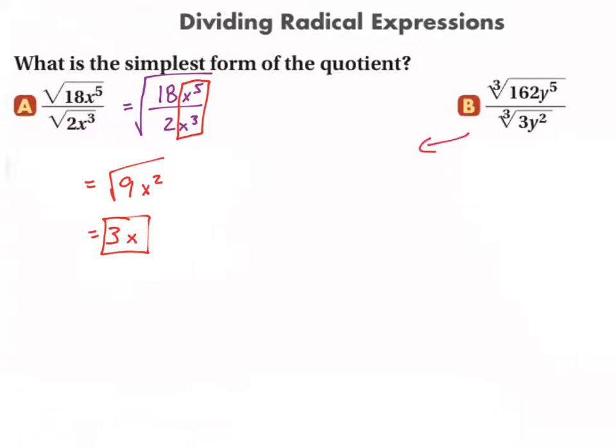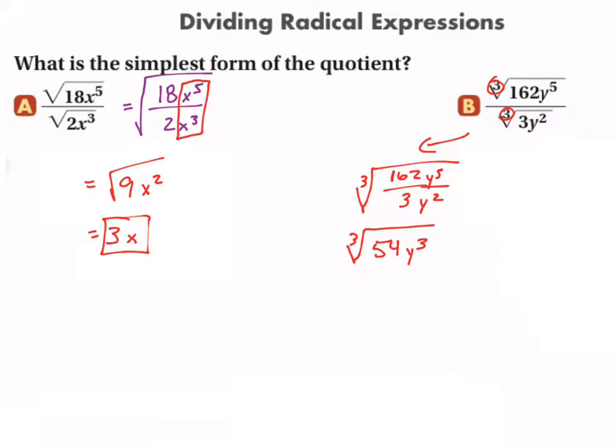For b, we can do the same thing. They both have an index of 3, so we'll bring them together. We've got 162 over 3, and then we've got y to the 5th on top and y squared on the bottom. So 162 divided by 3 is 54. And then we subtract the exponents, so this becomes y to the 3rd. All of this is taken to the cube root.